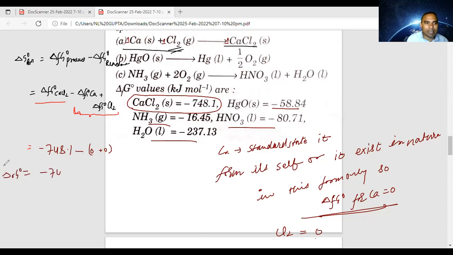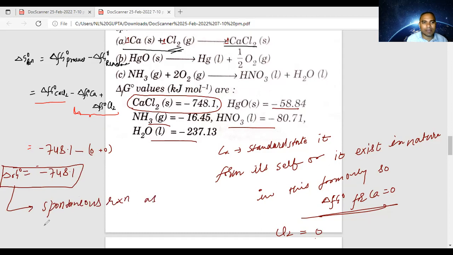Since it is negative, this is going to be a spontaneous reaction, as delta G naught is negative. Can you understand this? I'll share the detailed solution of it. I am having it, I will share this one. Here you can see. Can you understand?